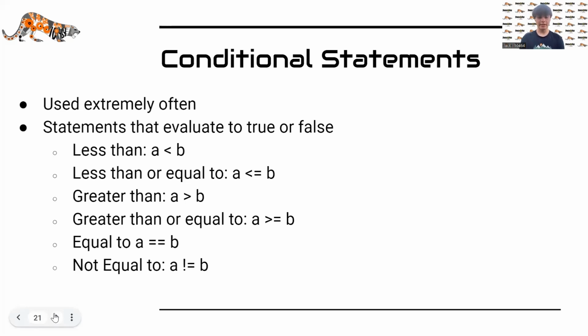It has to be A equals equals B, because otherwise it would be declaring A as the value of B, and that isn't what you'd want to do there. You want to set them equal to each other, so you need two equal signs. And then for the not equal, you're just adding an exclamation point before the equals.